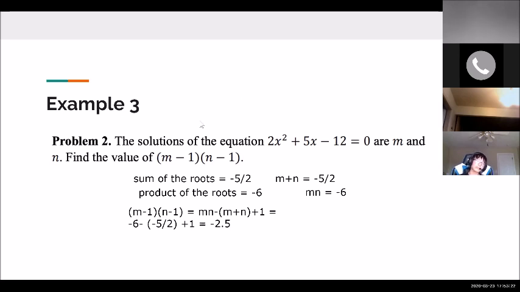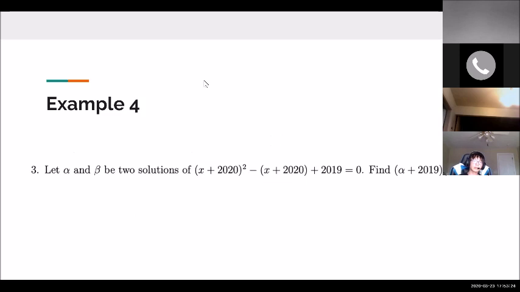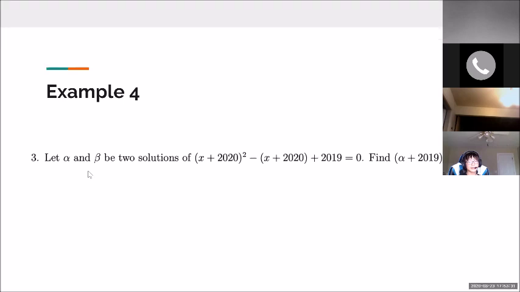Example 4. Let me clear all drawings real quick. So let alpha and beta be two solutions of x plus 2020 squared minus x plus 2020 plus 2019 equals 0. Find alpha plus 2019 times beta plus 2019. Because I'm typing using a keyboard right now, since my screen is kind of broken, I'm just going to call alpha and beta A and B to make it a bit simpler.